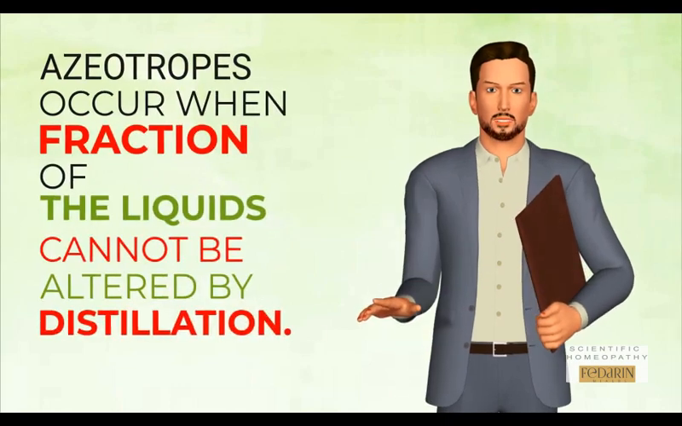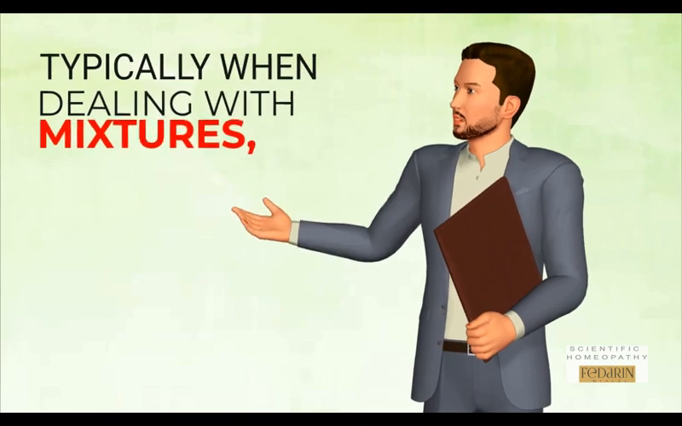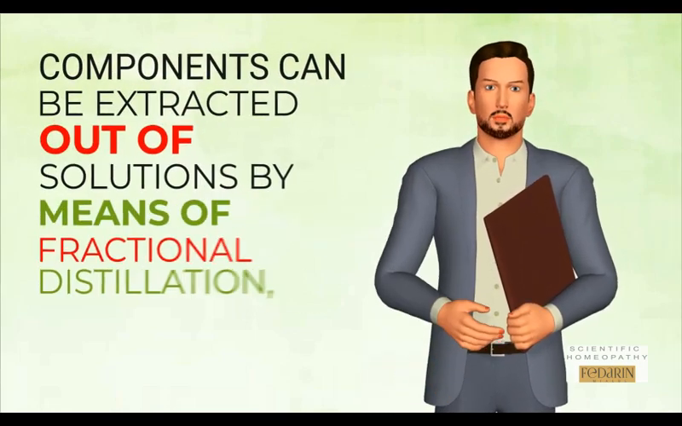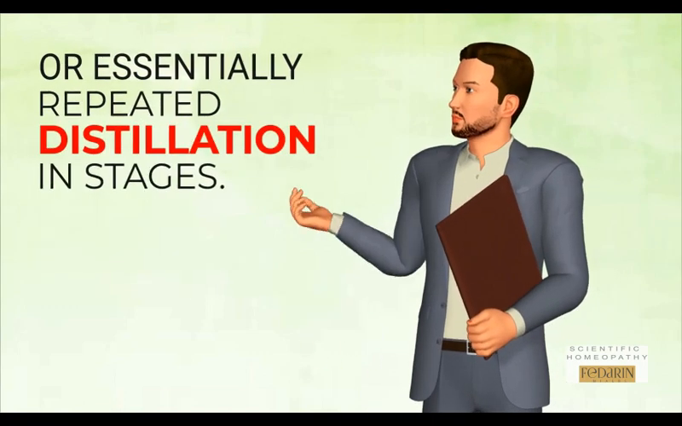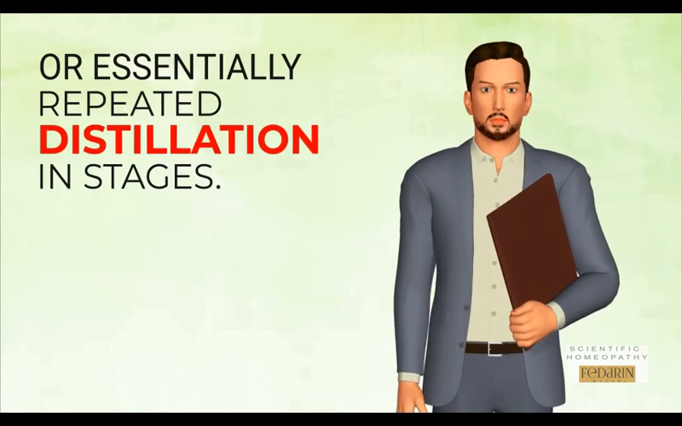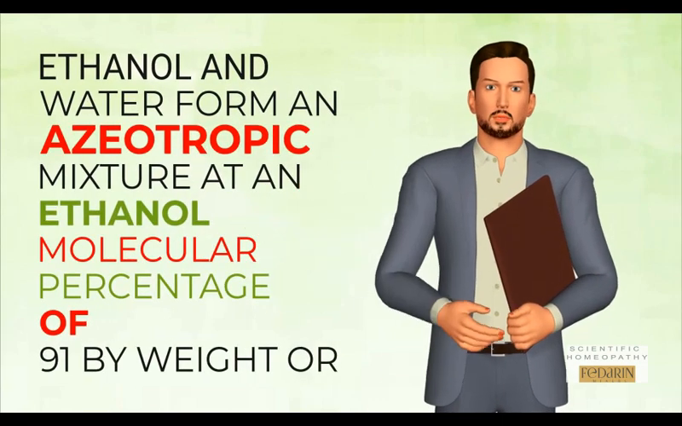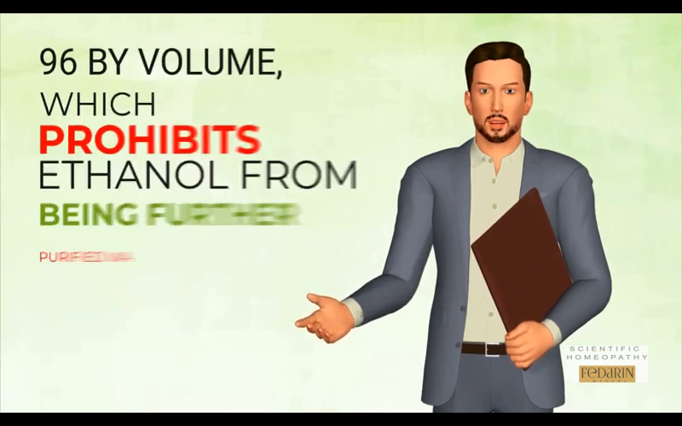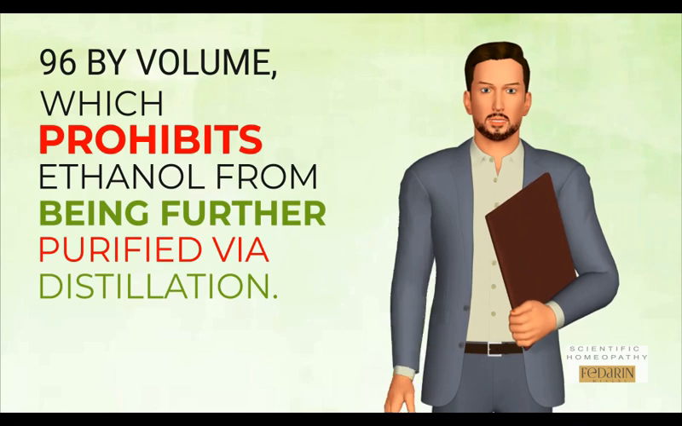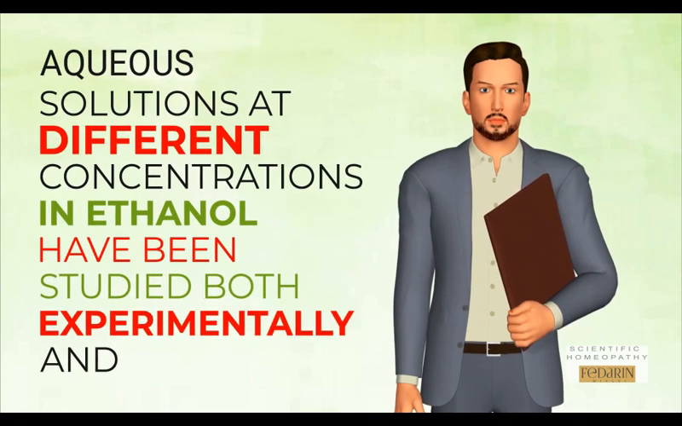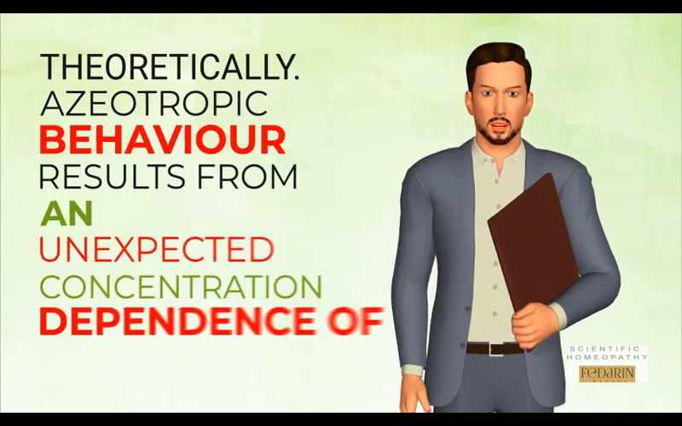Azeotropes occur when the fractions of the liquids cannot be altered by distillation. Typically, when dealing with mixtures, components can be extracted out of solutions by means of fractional distillation, or essentially repeated distillation in stages. Ethanol and water form an azeotropic mixture at an ethanol percentage of 91 by weight or 96 by volume, which prohibits ethanol from being further purified via distillation. Aqueous solutions at different concentrations in ethanol have been studied both experimentally and theoretically.